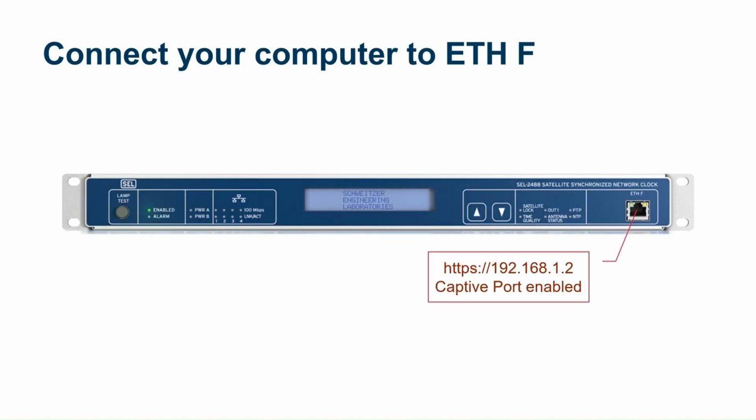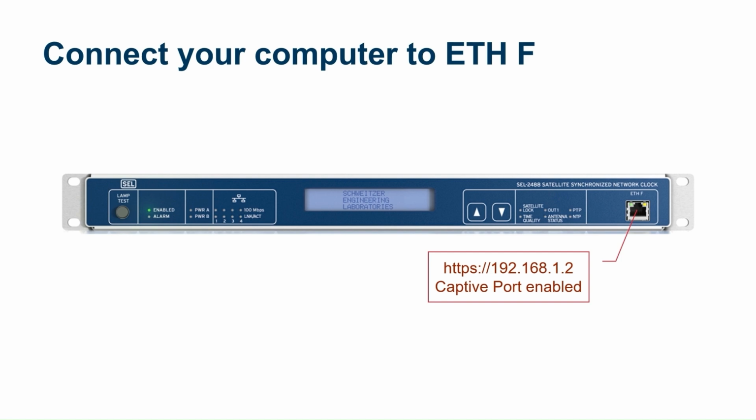All of the configuration for the 2488 is done via web browser to one of the Ethernet interfaces that's been enabled for HTTPS access. From default, ETH-F is the only port on the 2488 that is enabled for that type of access. Its default IP address is 192.168.1.2, and it has a captive port function, so it can serve out an IP address if your computer is DHCP enabled. So the first thing we need to do is grab an Ethernet cable and connect our computer network interface port to ETH-F on the 2488 clock.